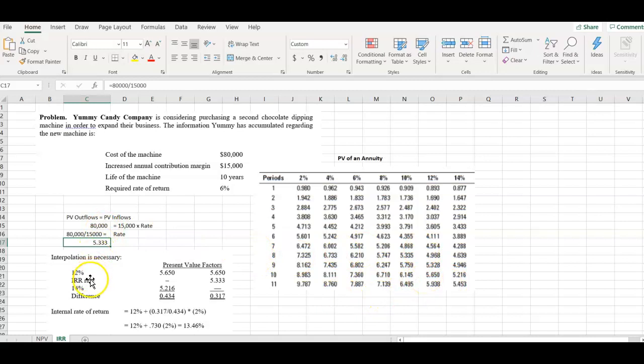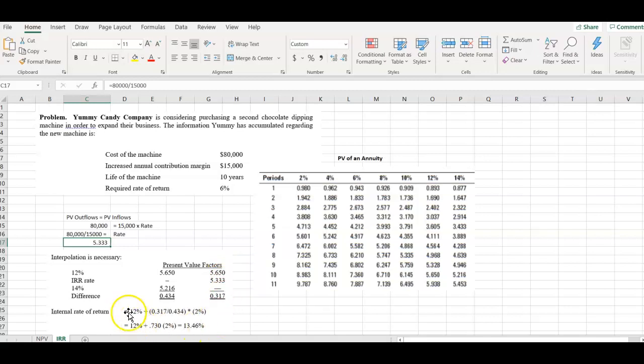So here are the present value factors for 12%, 5.650. There's 12% on one side, and then the internal rate of return factor is 5.333. That's where we need to be. So there's 12%, and here's 14%. For 14%, it's 5.216 right here. If you take the difference between these two, it is 0.434, and the difference between the 12% factor and the IRR factor is 0.317.